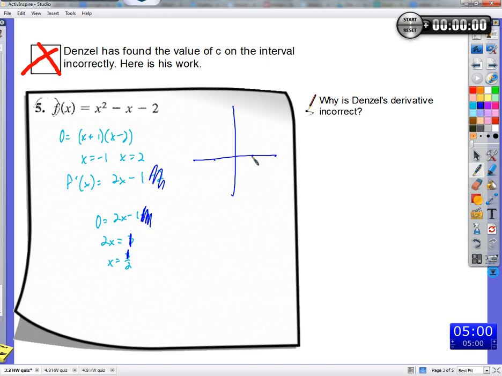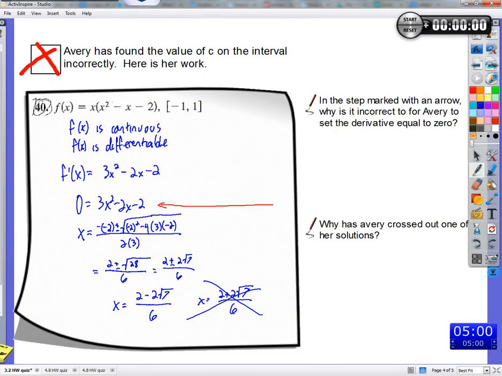Any questions about that? We'll have more questions later, if you want. Avery has found the value of C on this interval incorrectly. So the step marked with a red arrow, why is it incorrect for Avery to set the derivative equal to 0? We don't say it, just write it down for yourself.